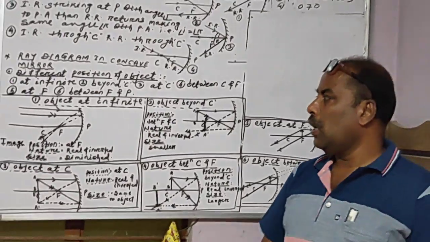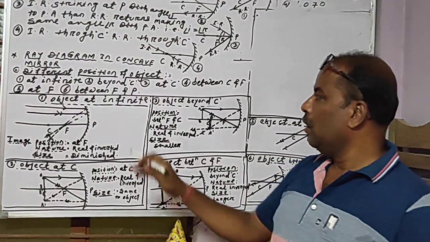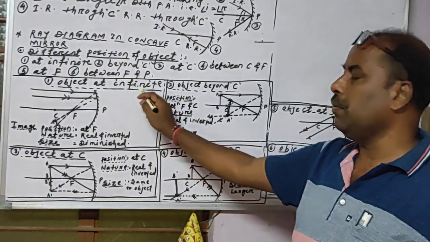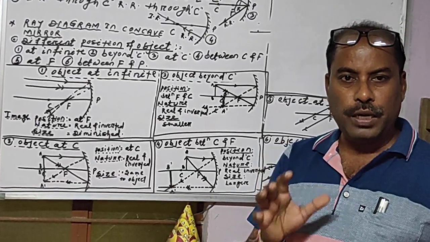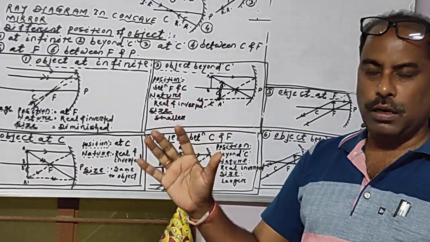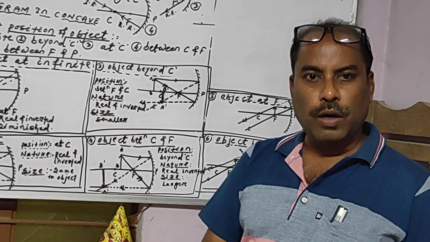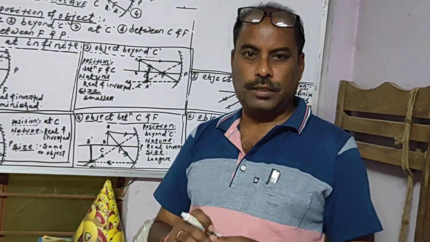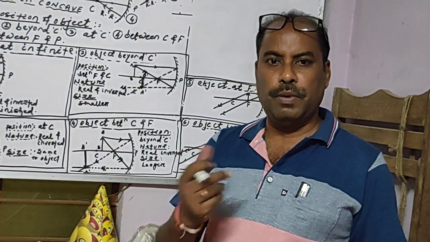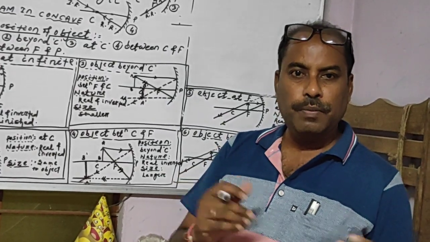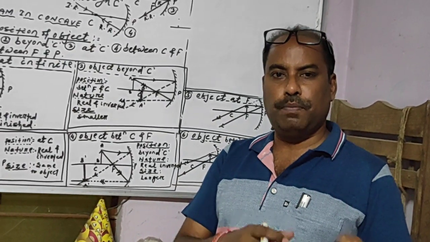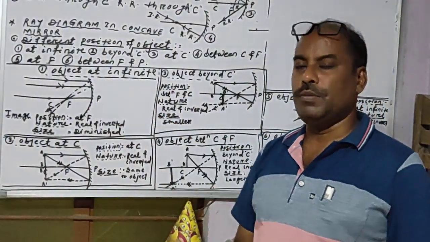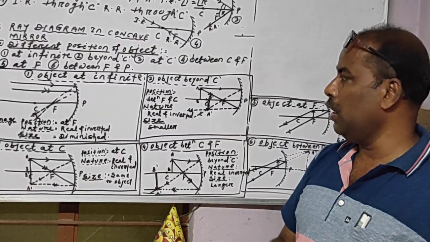Now we will see how to draw the ray diagram in the concave mirror when the object is placed in the first position, that is, the object at infinity. Suppose we want to get the image through a concave mirror of the sun, the moon, a mountain far away, or any building far away from us. These are known as infinite objects. If the object is placed far away from us and we cannot measure its distance, then we call the object at far distance, far away, or infinity.